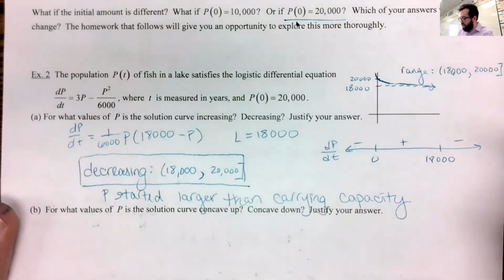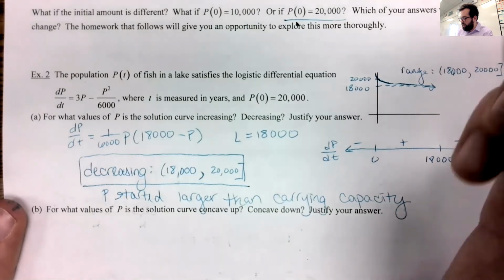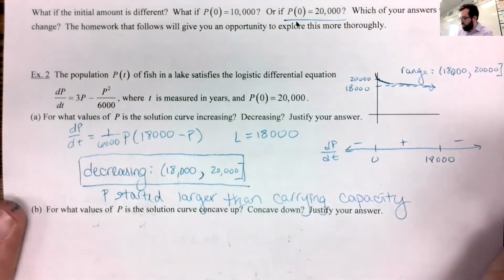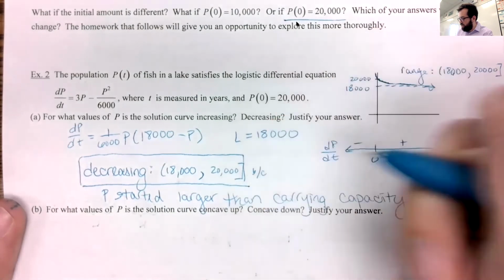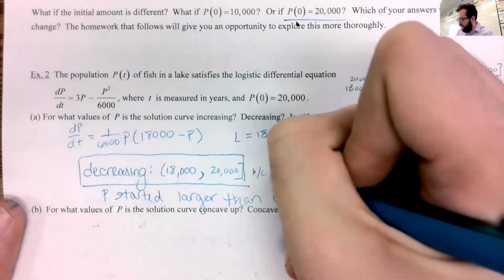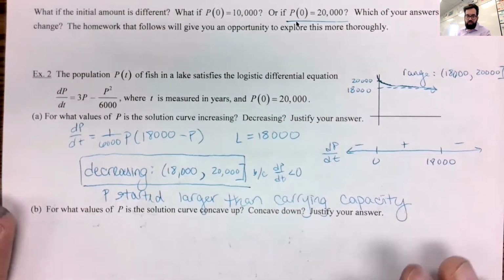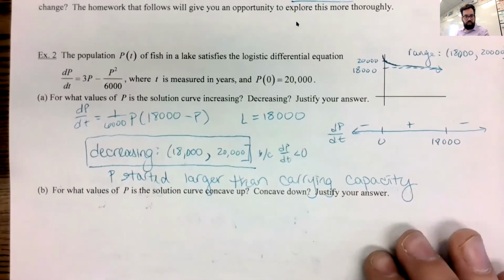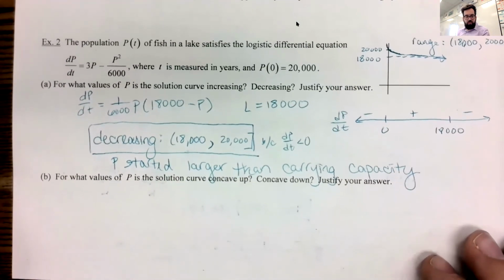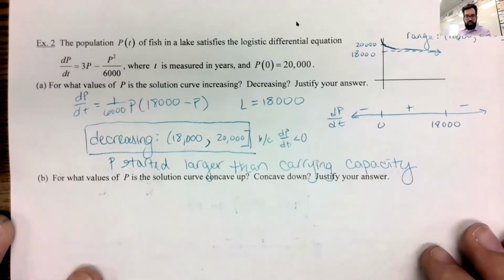You could also say that this is because the first derivative was negative. That would be the official reason. Okay. Letter B, for what values of P is the solution curve concave up, concave down?